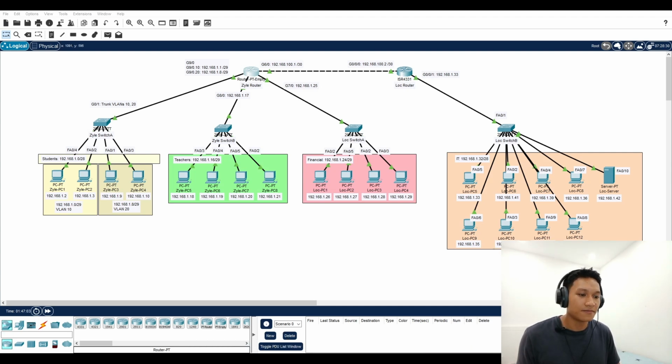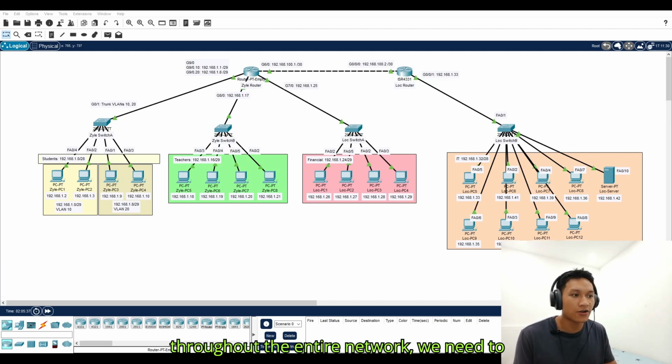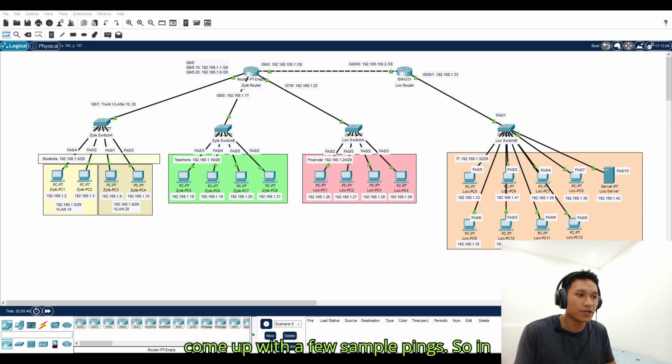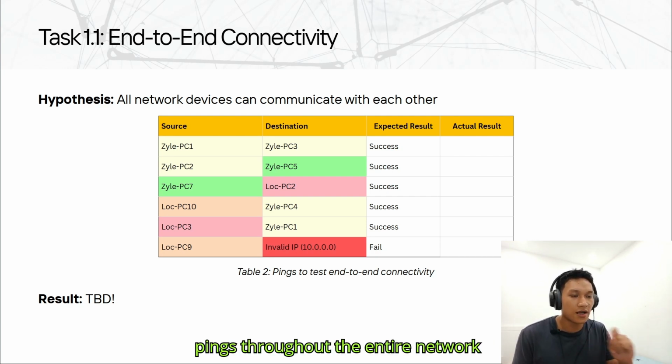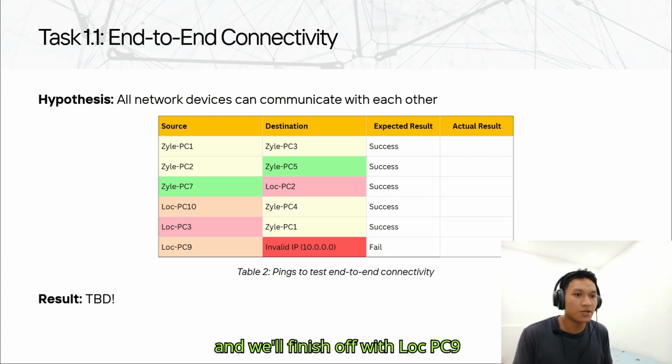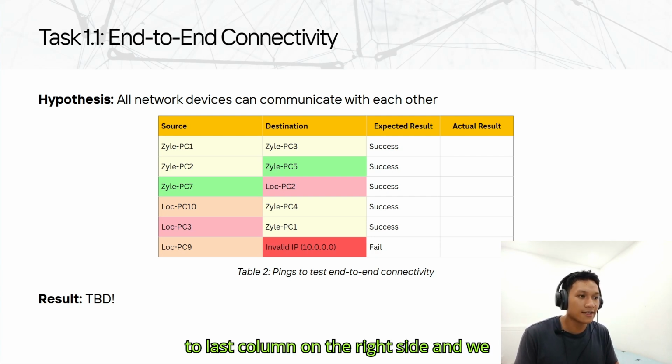In order for us to verify that the end-to-end connectivity is working throughout the entire network, we need to come up with a few sample pings. So in the slides here, we've prepared a few types of pings. We're going to have intra-subnet through Xyle PC1 and PC3, and we're also going to have inter-subnet pings throughout the entire network, and we'll finish off with Lot PC9 in subnet IT, attempting to ping an invalid IP address that's not within the network. As you can see, we have our expected results on the second to last column on the right side, and we are going to fill this table.